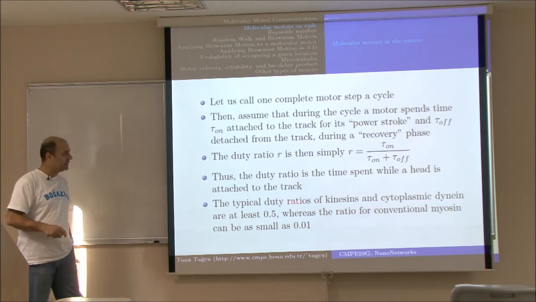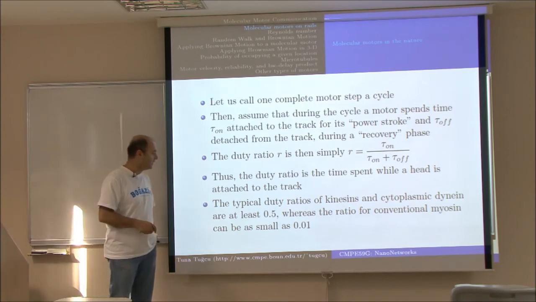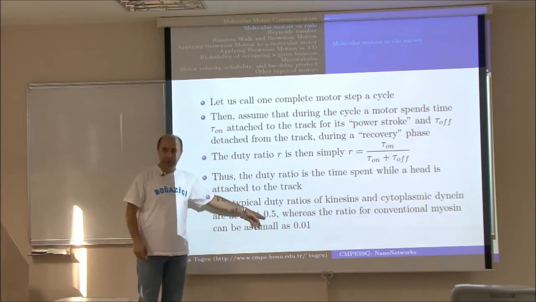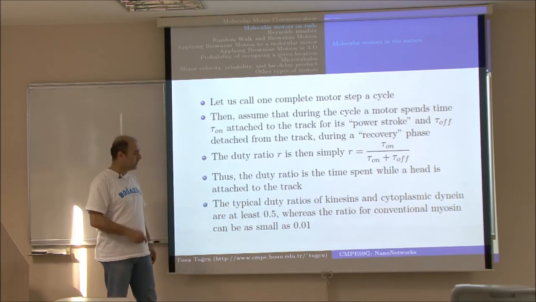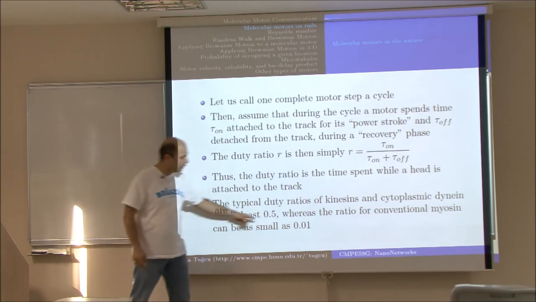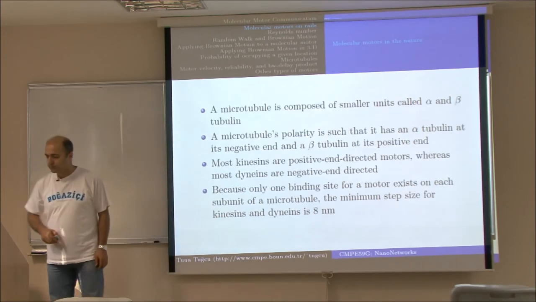The typical duty ratios of kinesins and cytoplasmic dynein are at least 50%, whereas for the conventional myosin it can be as low as 1%. So it is different for each type of molecule.